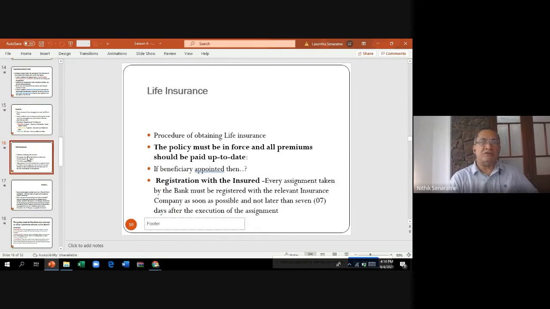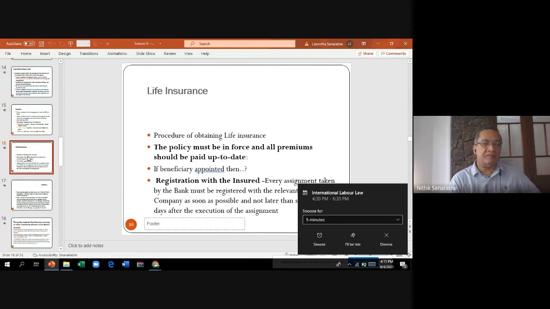Right, life insurance procedure. When it comes to life insurance, we go for assignment of life insurance. So in the procedure of obtaining life insurance, the policy must be in force and all premiums should be paid up to date, right? So all premiums, you have to make sure that they are paid up to date. If a beneficiary is appointed, then what happens here? If you have any beneficiaries in a policy, right?